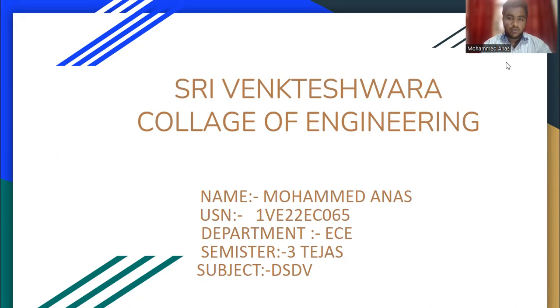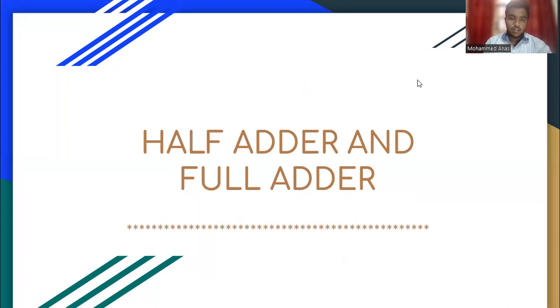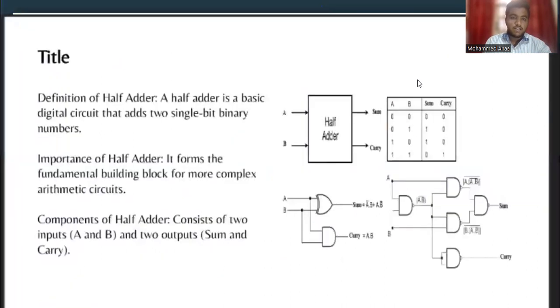In this video, we are going to learn about half adder and full adder. First, the definition of half adder. A half adder is a basic digital circuit that adds two single-bit binary numbers. Its importance: it forms the fundamental building block for more complex arithmetic circuits. Components of half adder: it consists of two inputs A and B and two outputs, sum and carry.